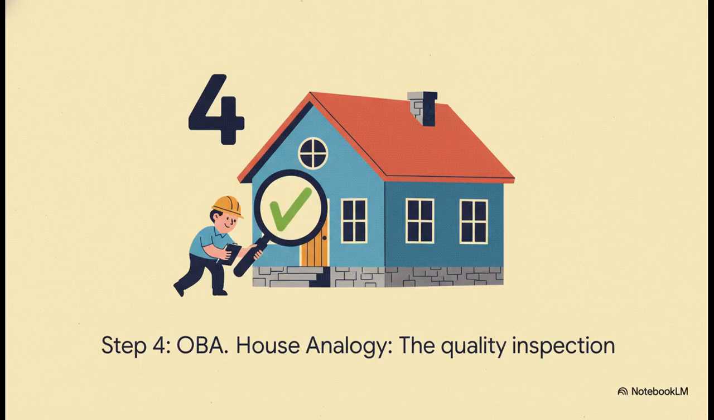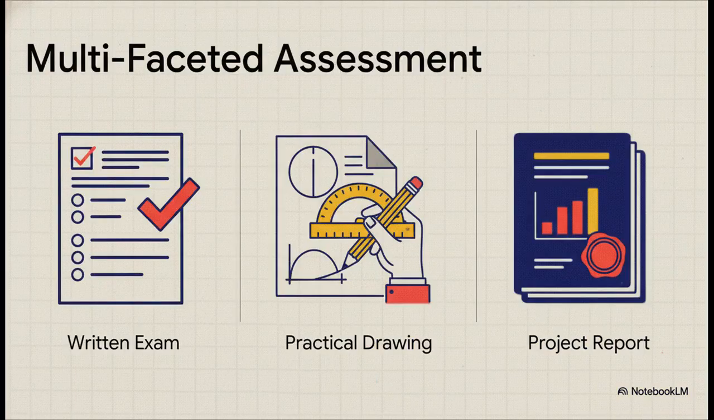All right, step 4. The house is built, but is it any good? Is it up to code? You got to bring in the inspectors, right? Well, that's outcome-based assessment. The question here is simple but critical. How do we measure what our students have actually achieved? We have to check if they can really do the thing we set out to teach them. And what's key here is that the assessment isn't just one big, scary final exam.